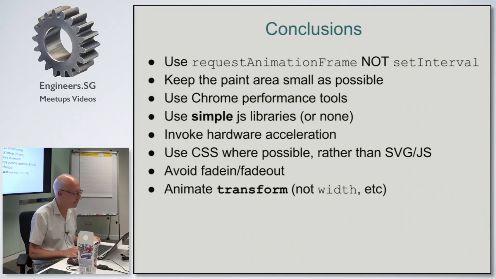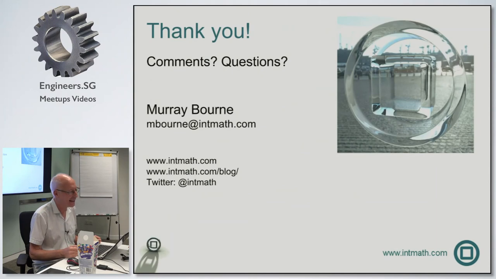And in general, animate your transforms, not try and change your widths or your heights or those sorts of things. Transforms is usually the way to go in terms of animations. And try to get 60 frames per second. And if you can, you'll have a warm inner glow and think life is wonderful. Thank you for listening.